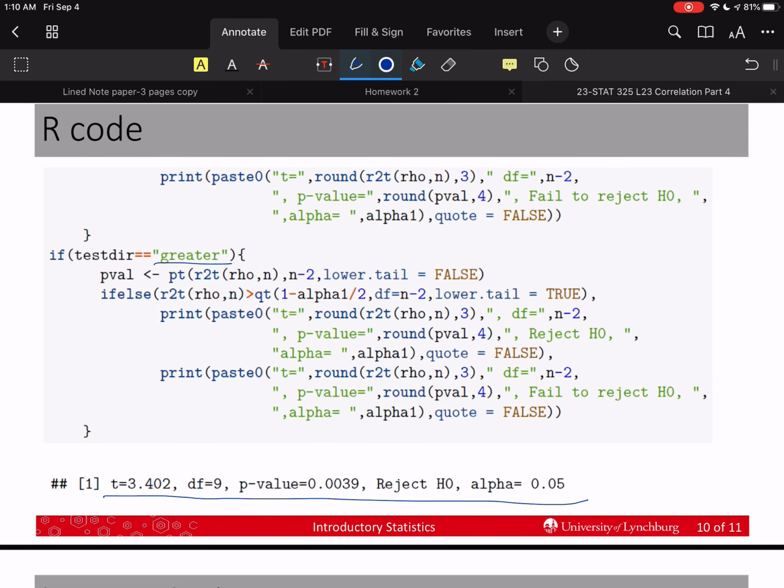So yeah, I'm not going to go through the code line by line. You can do that if you're interested, but the key is you're going to use it. So here it gives us a t value of 3.402, our degrees of freedom, and the p-value is 0.0039, and based on this, we're going to reject H naught using an alpha of 0.05. So I've given you everything here you need to write the concluding statement like I've shown you up above.